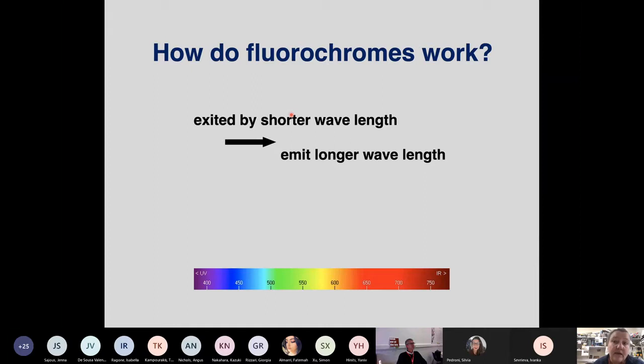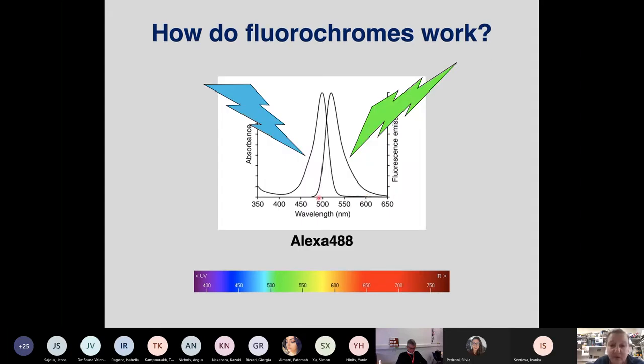The tool you will, in the 21st century, usually use in order to visualize your signal is fluorescence. So you will use a fluorochrome conjugated to your secondary antibody, and based on the rules of physics, they will be excited by a shorter wavelength, and they will emit at a longer wavelength. And this is the poster boy or poster girl of fluorochromes. This is Alexa 488, and it's often used as an example because it has this beautiful narrow excitation and this beautiful narrow emission peak.